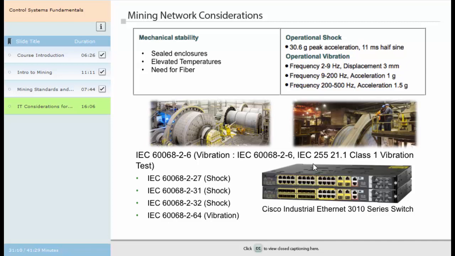Network equipment needs to pass a variety of performance and certification testing, such as the International Electrotechnical Commission, or IEC, certification test, to ensure normal functioning under mining environments. Cisco Industrial Ethernet 3010 series switches comply with the operational shock and vibration standards displayed. Environmental operating ranges should be noted when selecting network equipment for implementation.